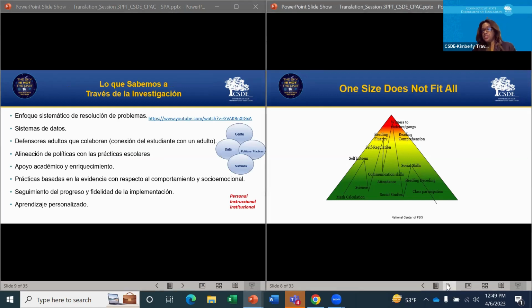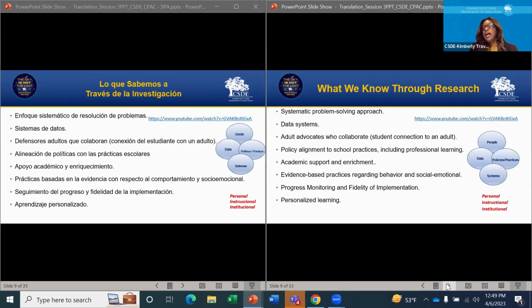So what do we know about the research? There's a lot of research out about school discipline, and what is here on the left-hand side is really about what has been pretty much evidence-based, researched over and over again, and these are the core features that have been coming up every single time. So we need a systematic problem solving approach. We're going to talk a lot about that today with you about data teams. I also want you to know that you don't have to reinvent a new team or start a new team. You can use the current teams that you have, and we'll talk more about that.